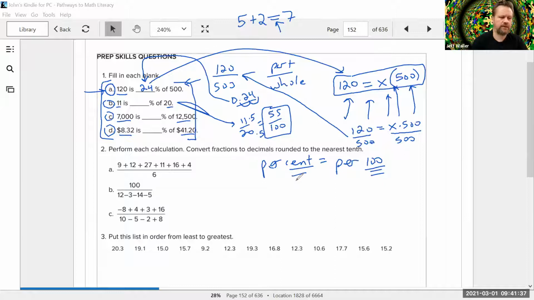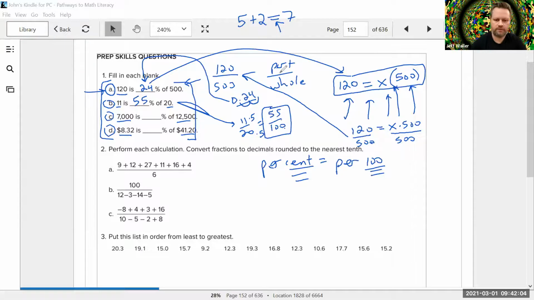That's where the word cent comes from. How many cents in a dollar? 100. So the word cent is from the Latin centum. But percent means per 100. So another way to say 55 per 100 is 55%. Bam, bam.